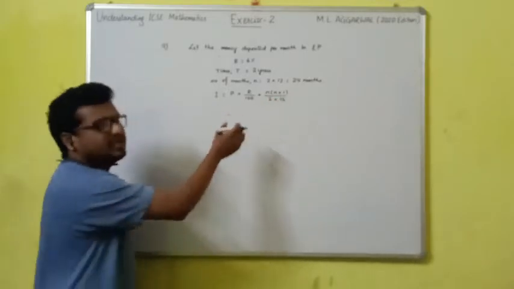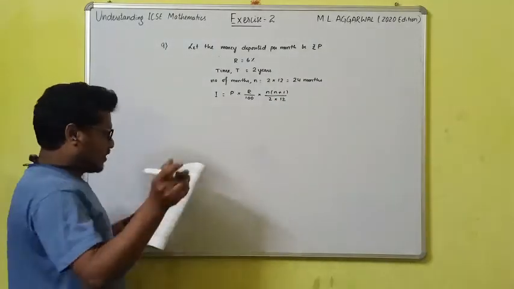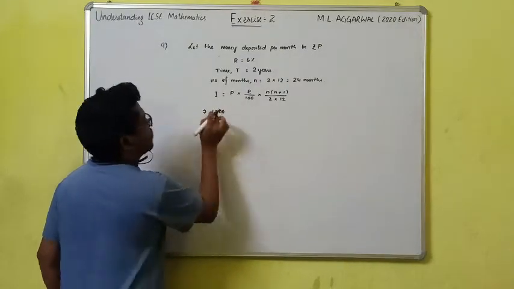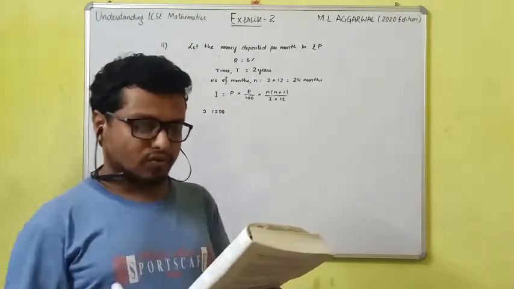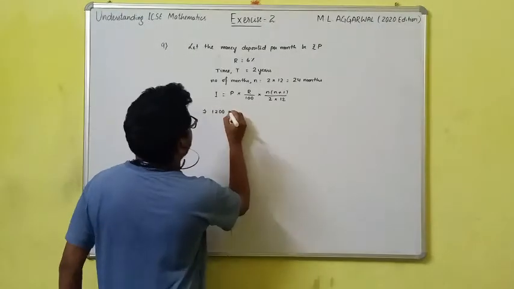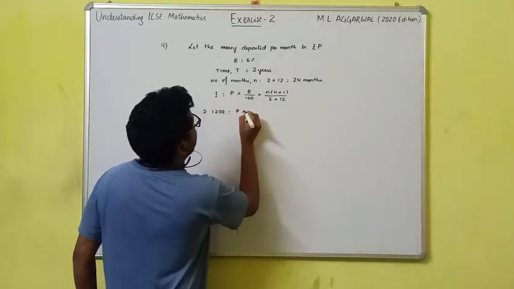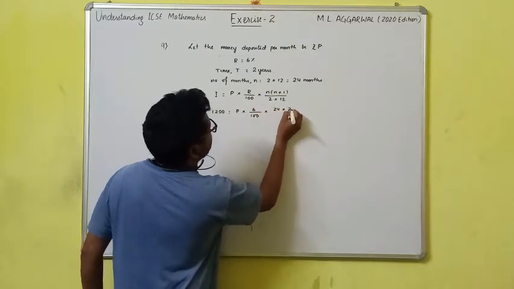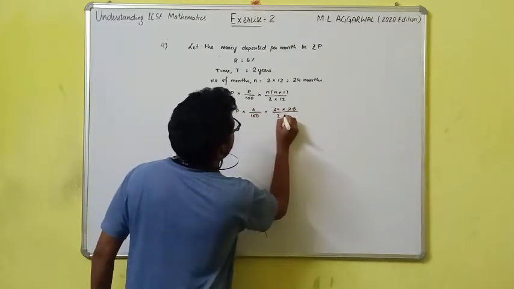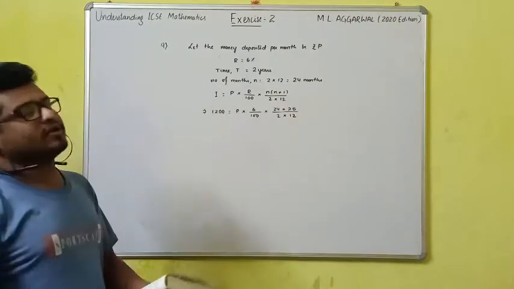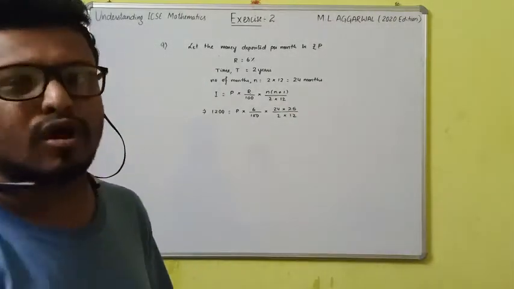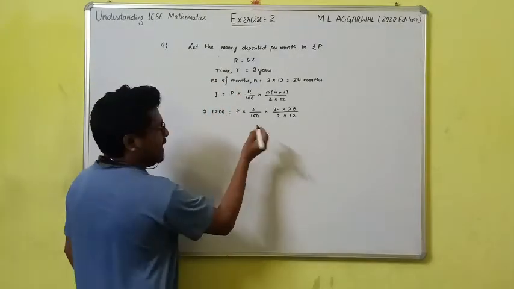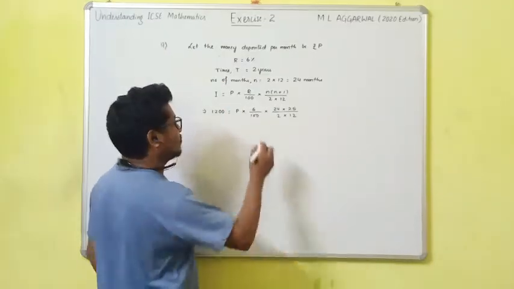You have to memorize this formula. It will help. So I is equal to 1200. This is given in your book. So 1200 is equal to P, which you don't know, R is equal to 6 by 100 into 24 into 25 by 2 into 12. As I have told you, I am solving the question from the M.L. Aggarwal book. So you have to prefer that book and you will get all the questions. And you have to prefer the latest edition book.